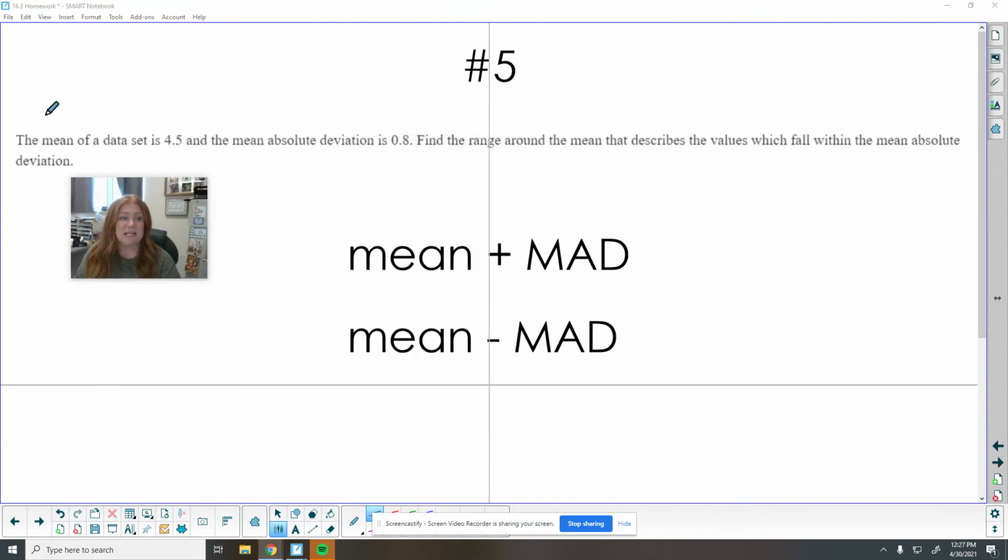Number 4 says that the mean of a data set is 4.5. The mean absolute deviation is 8. So we're going to find the range, just like we did on the last problem, that describes where these can go. We're going to take the mean and add on the mean absolute deviation to find that upper range, and then do the opposite and subtract it to find that lower range. So mean plus the MAD, mean minus the MAD tells us that these numbers can go from here to here, and they're going to fall in that data set.